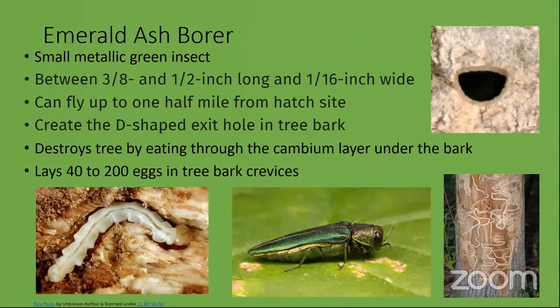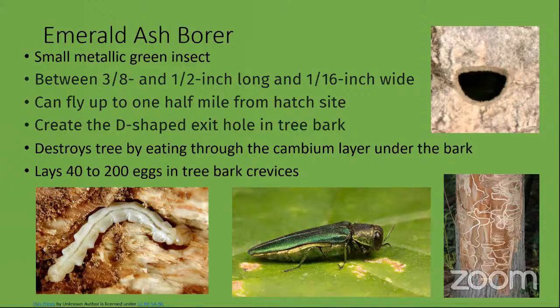The second one we're going to look at is the emerald ash borer. It's a small metallic green insect, only 3/8 to 1/2 inch long, and you probably will never see the adults. They can fly up to a half mile from their hatch site. So their progress is really slow, except we've really accelerated it by moving wood, particularly firewood, from one location to another. The D-shaped exit hole in the top right: if you see a lot of these on your tree and the tree is also not looking very healthy, you probably have the emerald ash borer.